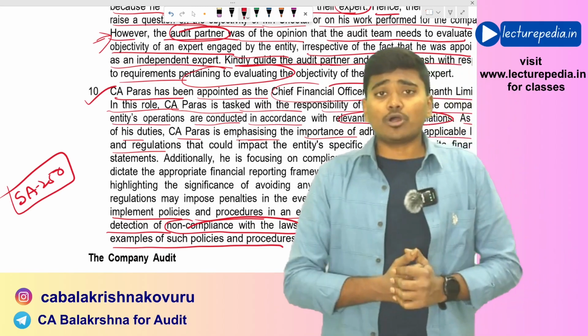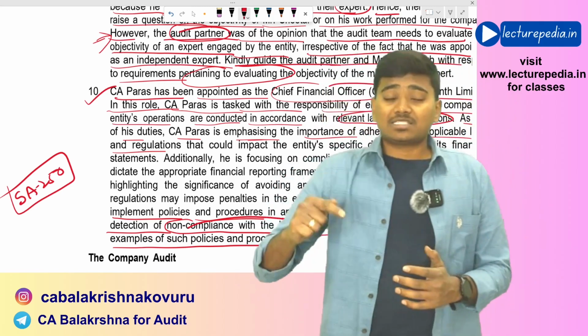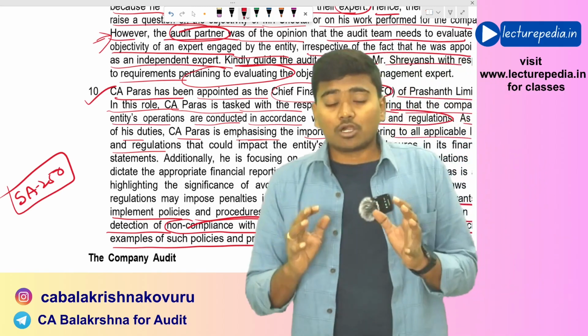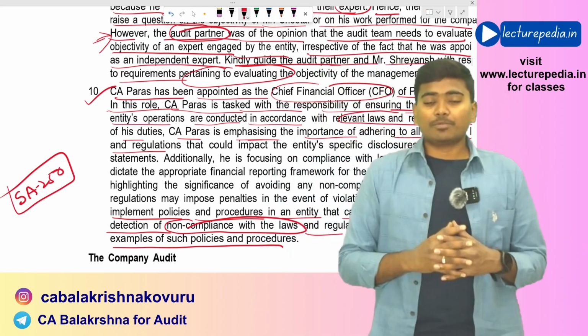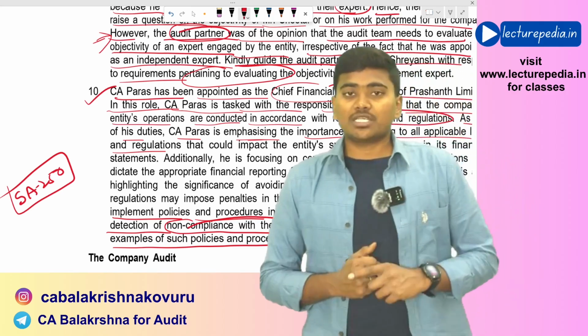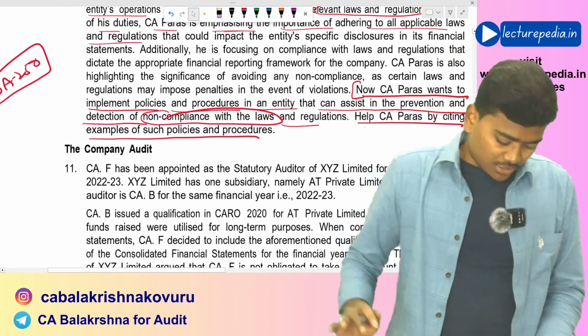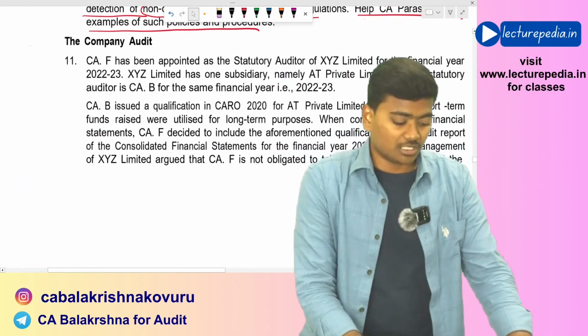And you can also appoint, or take the help of, an external legal advisor. All these controls you can place in order to avoid non-compliance with laws and regulations. So those policies and procedures you can implement in the organization. Next, question number 11.